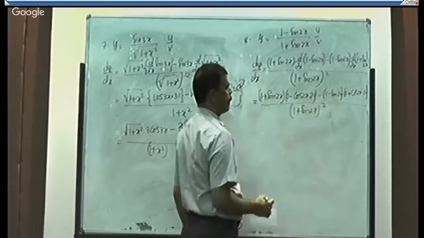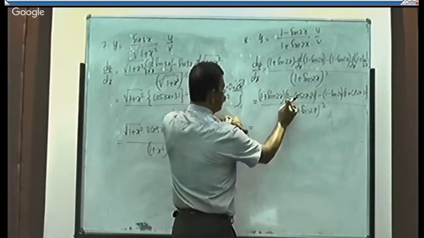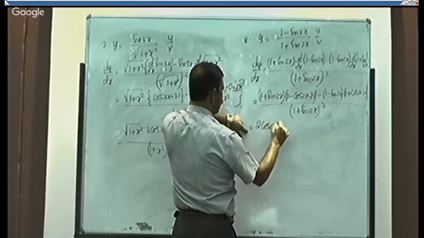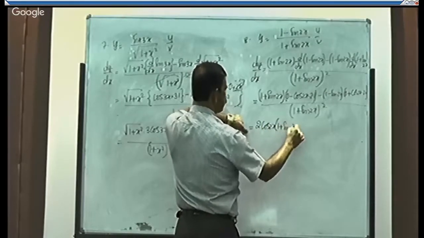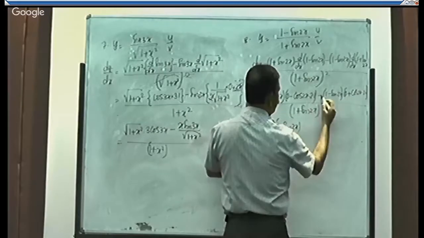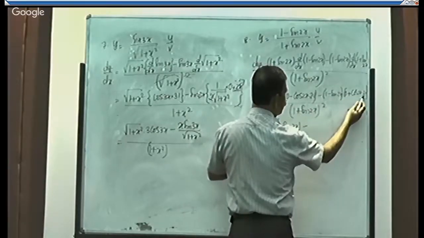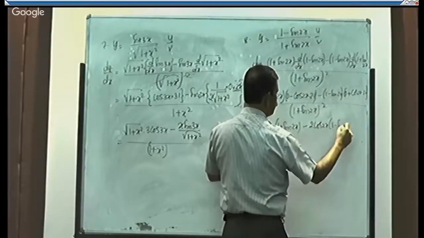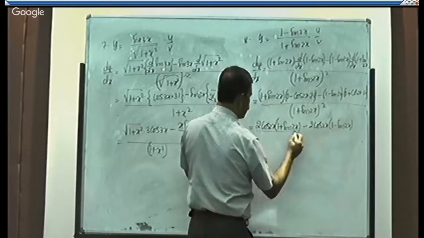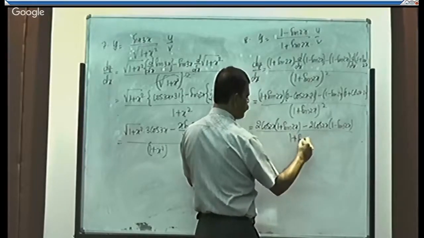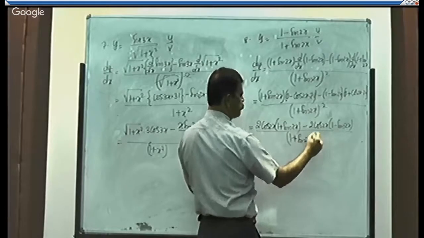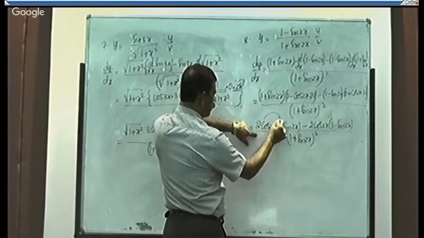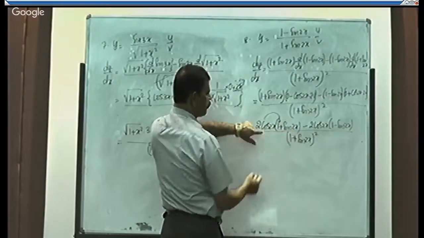whole square. If you want to simplify, you can simplify it. 0 minus, right, first 2 into cos 2x into 1 plus sin 2x. Here minus 0 plus cos 2x into 2 is what? 2 cos 2x into 1 minus sin 2x, all divided by 1 plus sin 2x whole square. We need to remove the bracket. How? Just by multiplying this term with both the terms in the bracket.